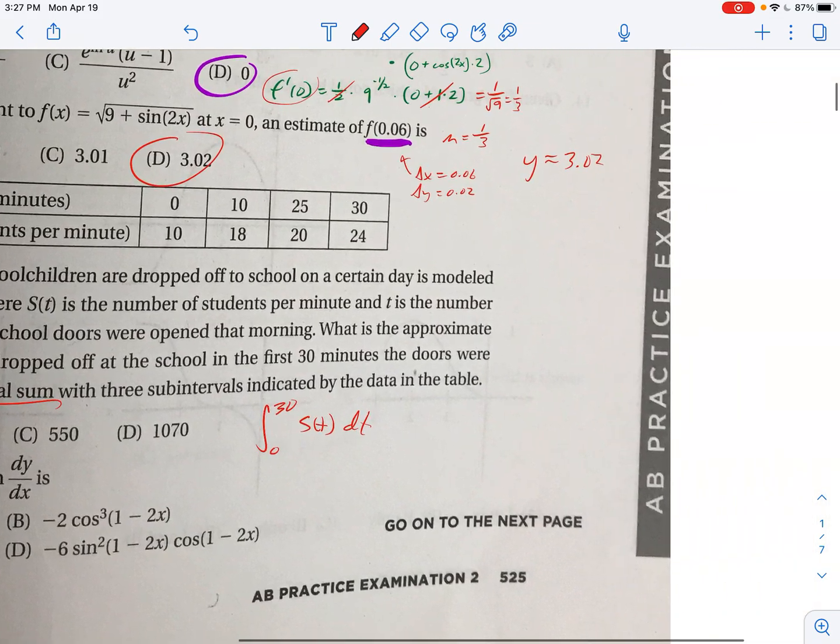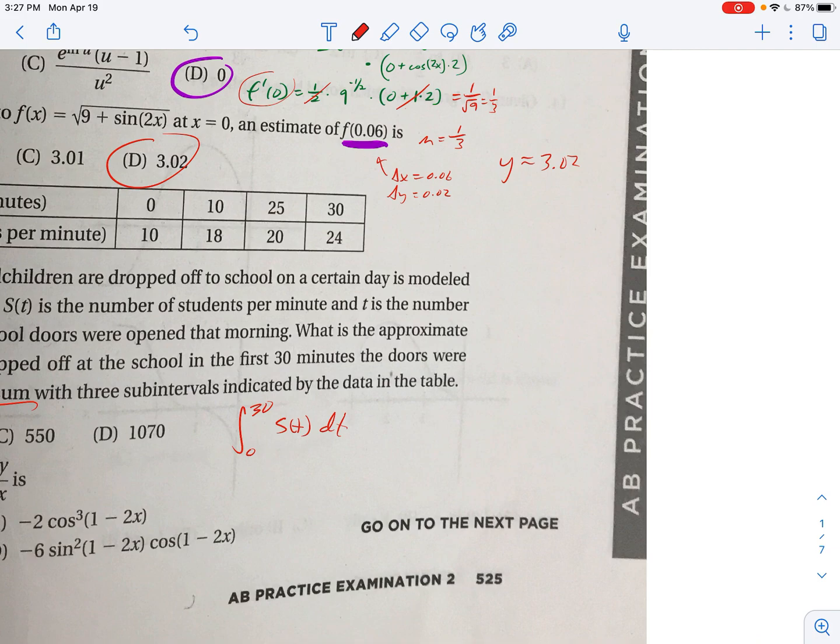And it says to use a trapezoidal sum. So for a trapezoidal sum, what you want to do here, and you don't have to draw the picture, but the visualization might help. We know values of this at 0 and 10 and 25 and 30.